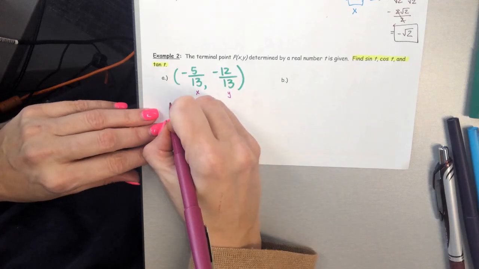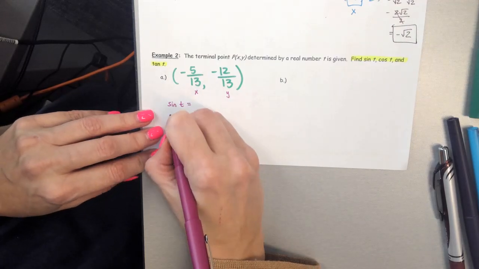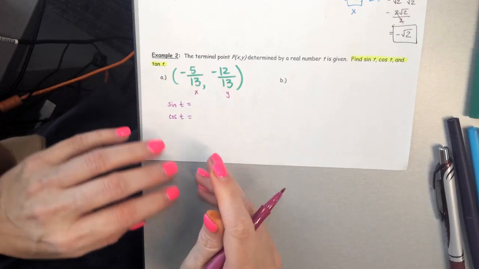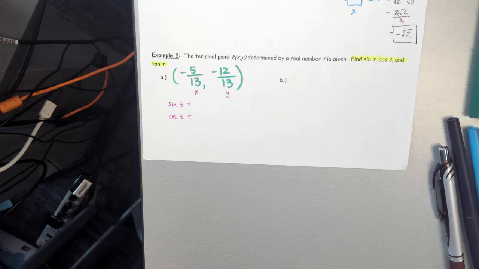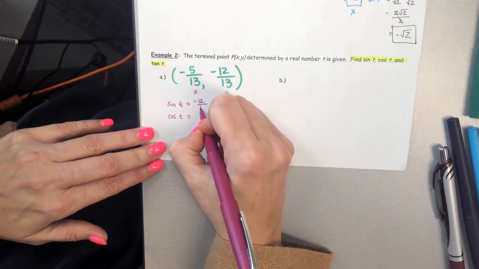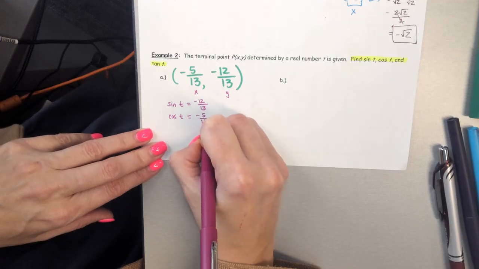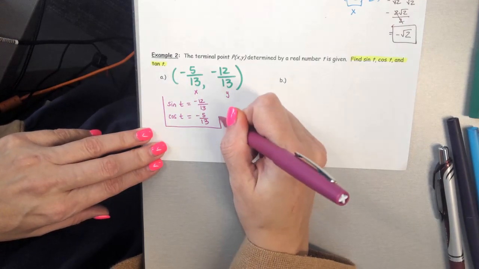So if you want to find the sine and the cosine, all you need is that definition. We know the sine of t is equal to y. So you're just going to plug in your y value. The cosine of t is equal to x. You're just going to plug in your x value.